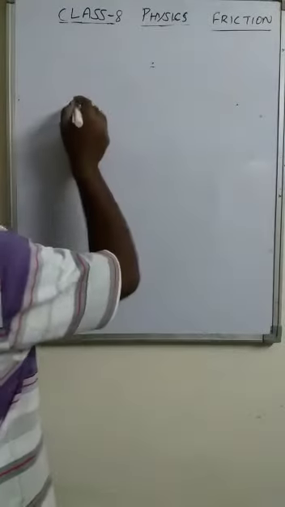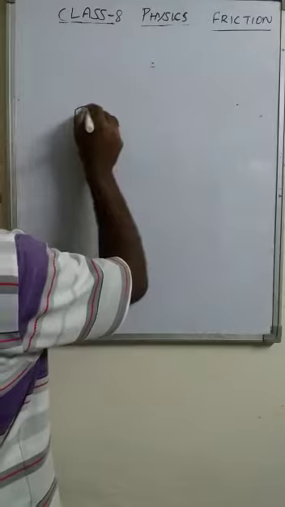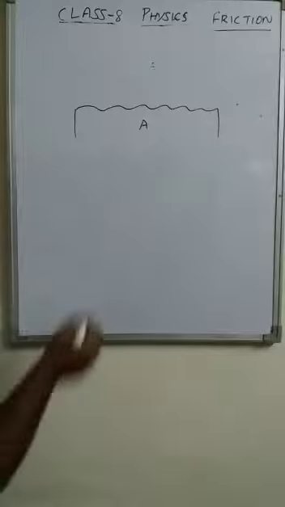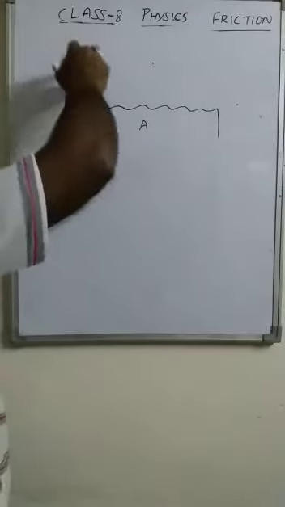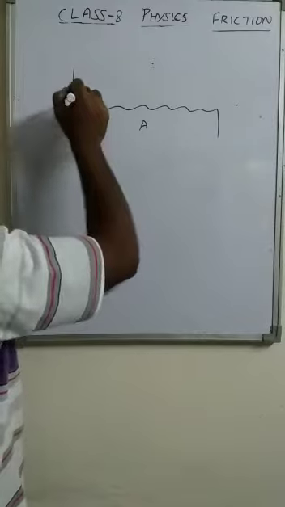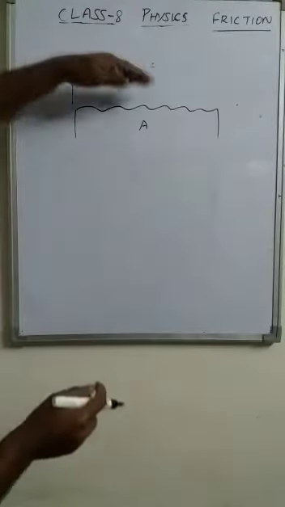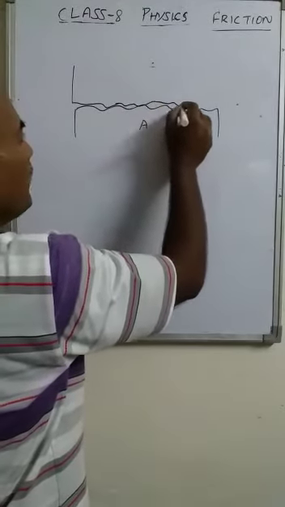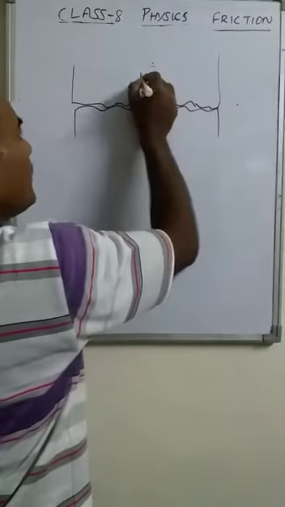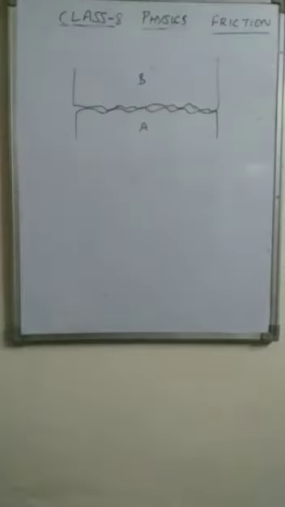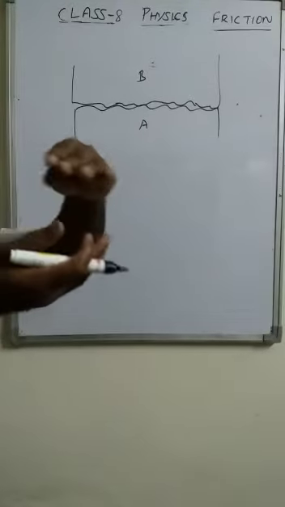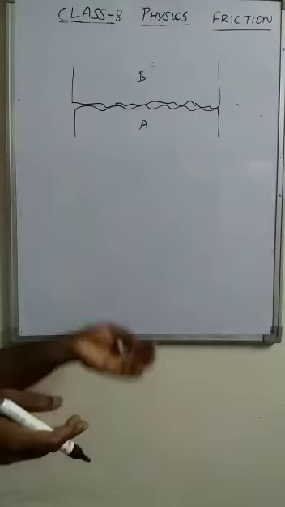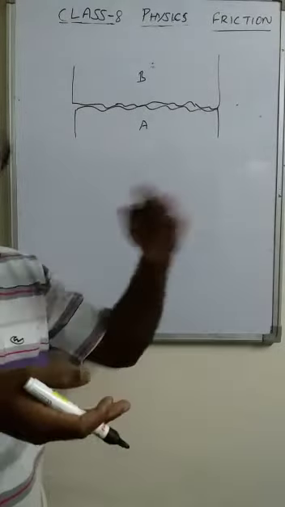Suppose this is one surface, it has irregularities. Let us call it surface A. Another surface, surface B, is placed in contact with the first surface. When we put surface B on surface A, both surfaces come in contact with each other, and we say the irregularities present on the surfaces come in contact with each other.